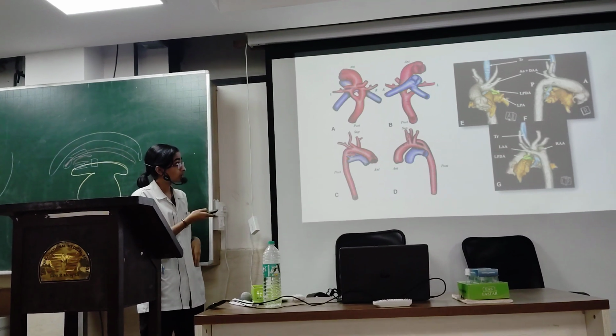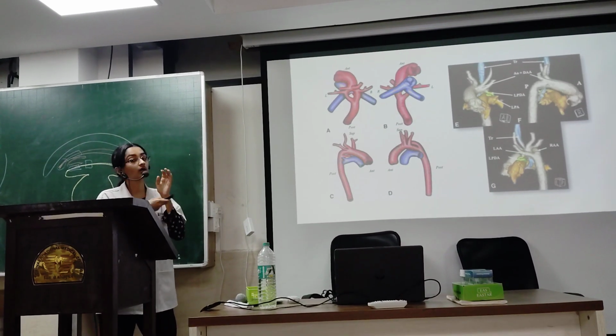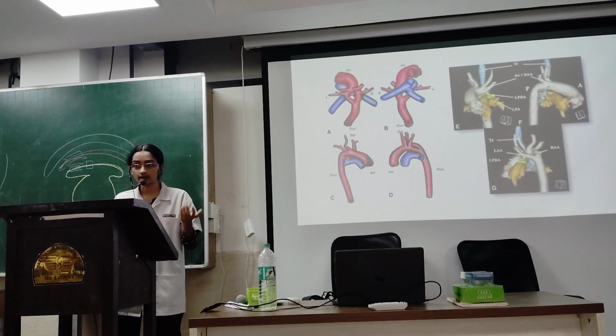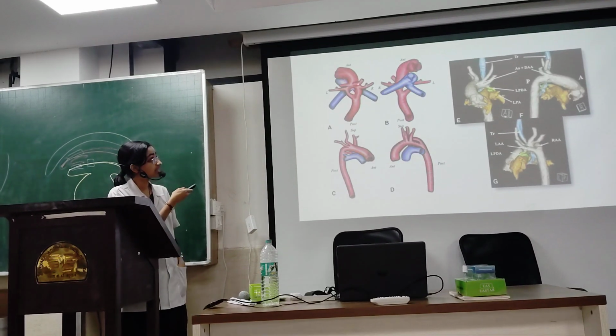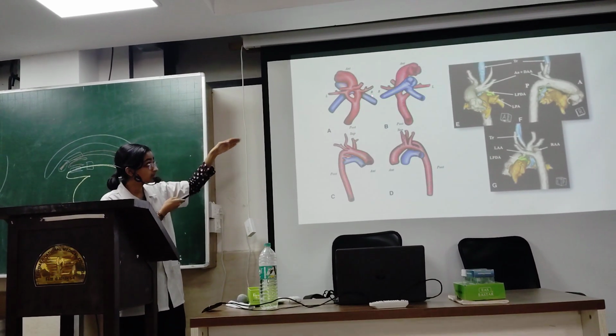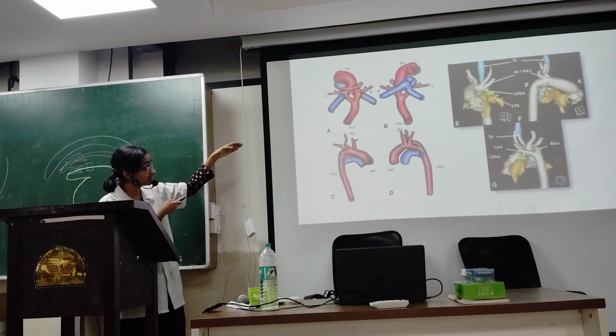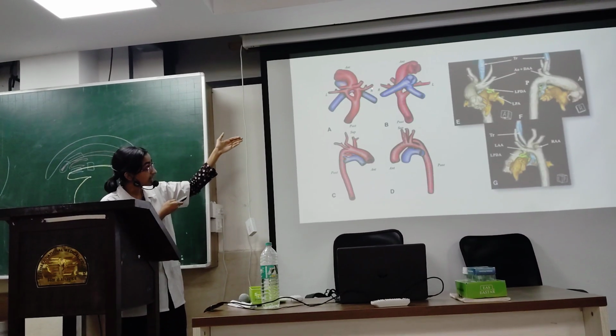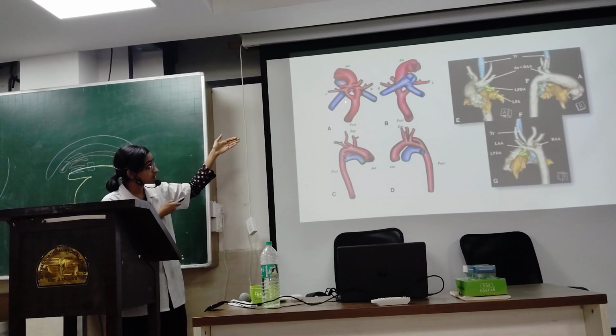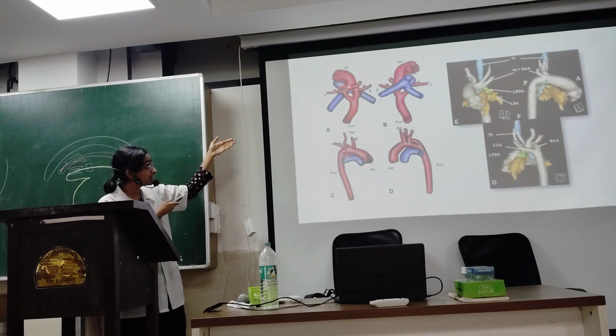But another interesting thing to note over here is, instead of the normal way that your vessels arise from the aortic arch, what happens over here is there are separate vessels which are arising from each arch. So here the right aortic arch is giving rise to the right common carotid and your right subclavian, and the left aortic arch is giving rise to the left common carotid and the left subclavian.